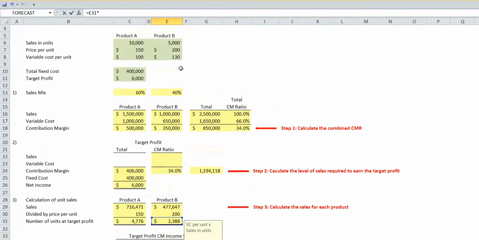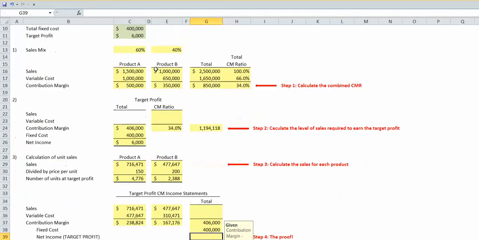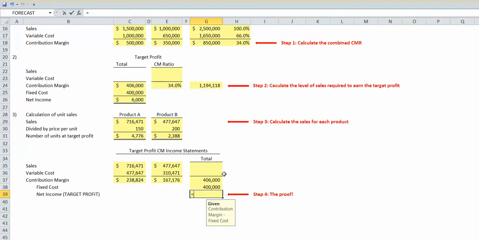For product B, again, we take our units times our selling price to get the sales, our units times the variable cost per unit to get our variable cost, and we see for product B we have a contribution margin of $167,176. Our combined contribution margin is $406,000, which, given our $400,000 in fixed costs, indeed does leave us with our target profit of $6,000.